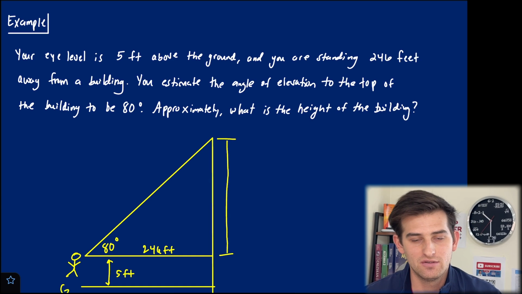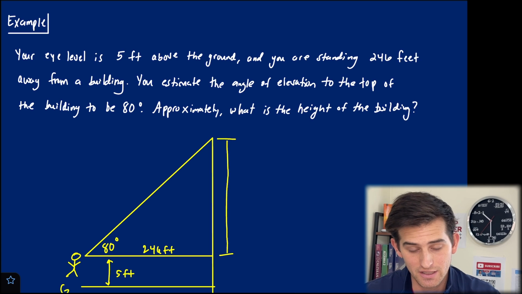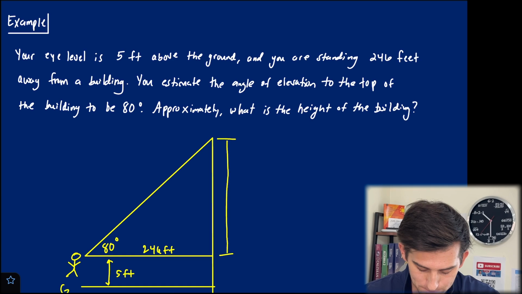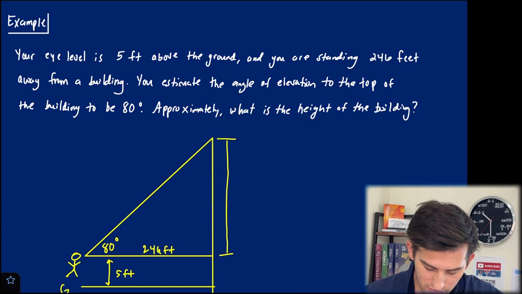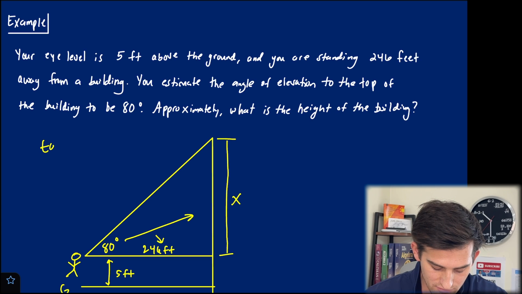We have to keep in mind that we're actually calculating this with our eye level 5 feet above the ground. So once we figure out our final answer, we'll just add 5 to it to make sure we get the actual height of the building. Now we want to know this, and notice that we have an 80 degree angle with an opposite and an adjacent side, so that would be tangent, right? We're going to say tangent of 80 is equal to x over 246.